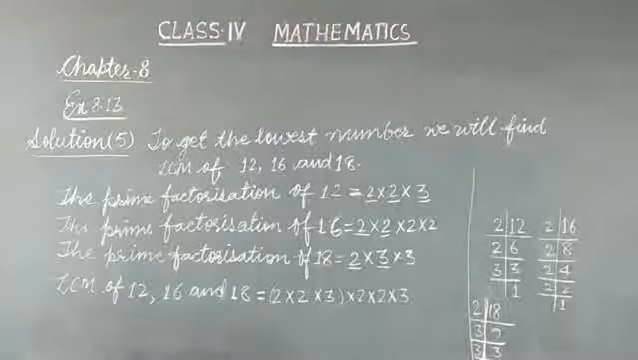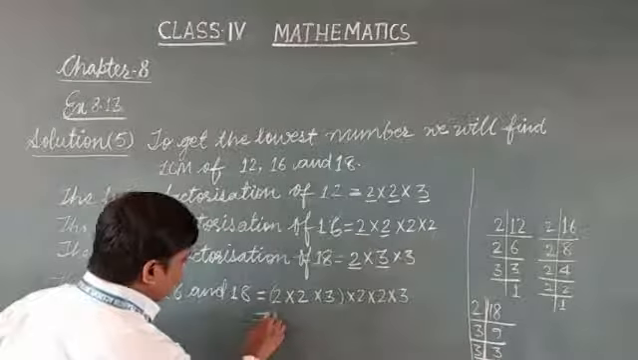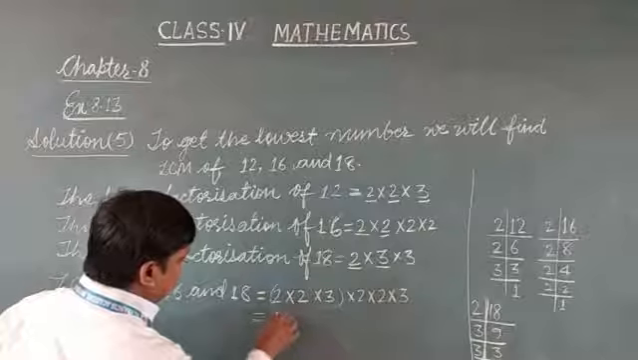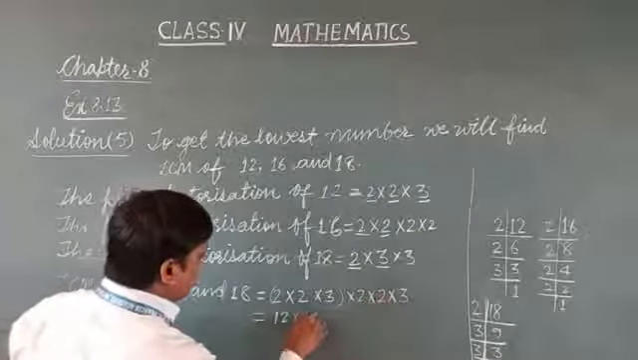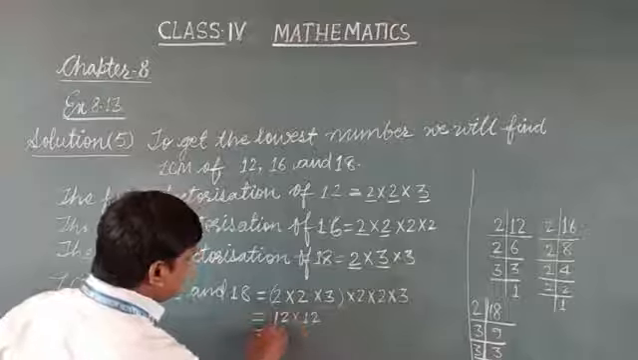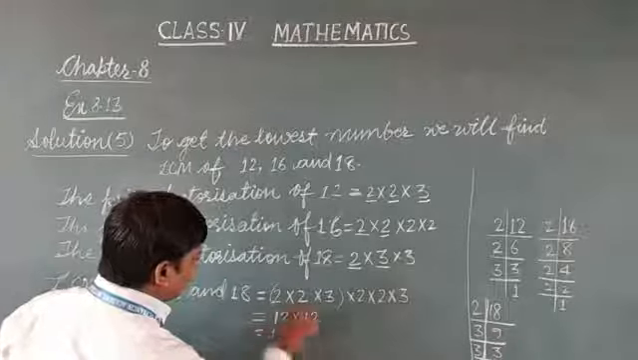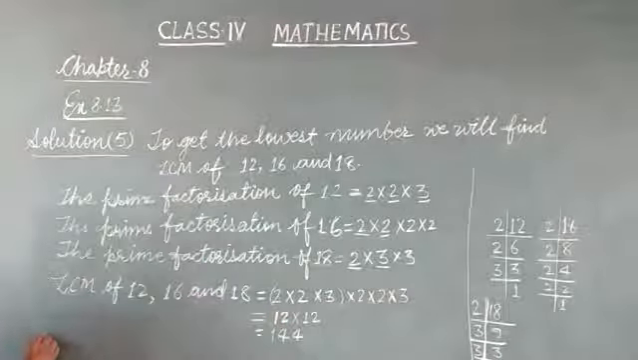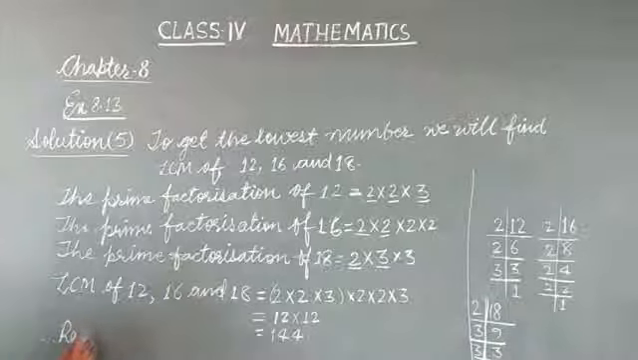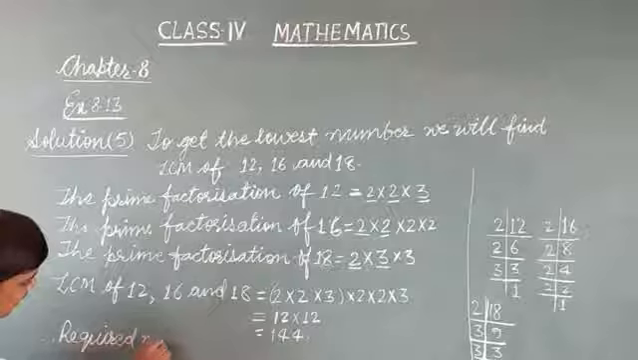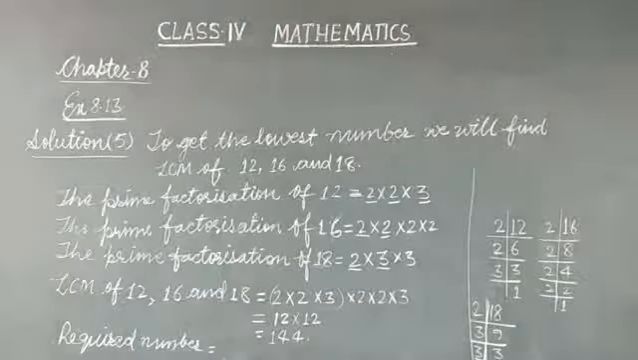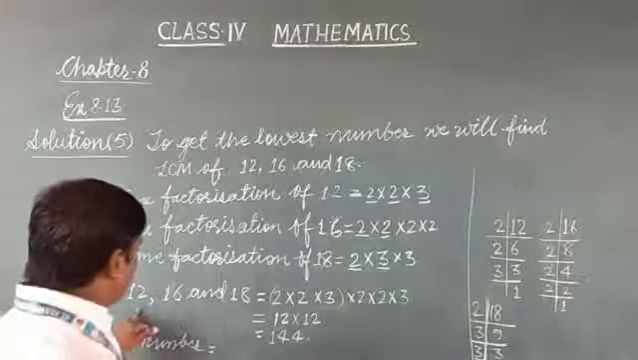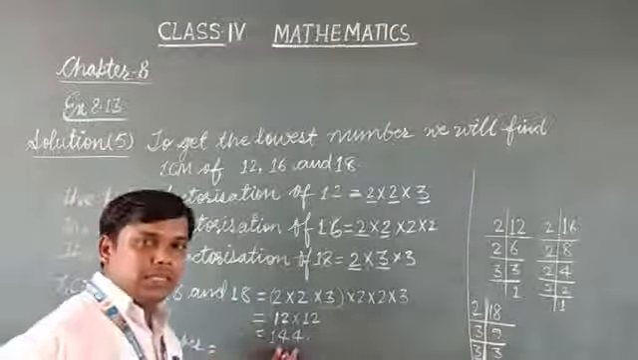Which is equal to 2 into 2 is 4, 4 into 3 is 12, and 12 into 12 is 144. And therefore the required number is equal to... So the LCM of 12, 16 and 18 we get 144.